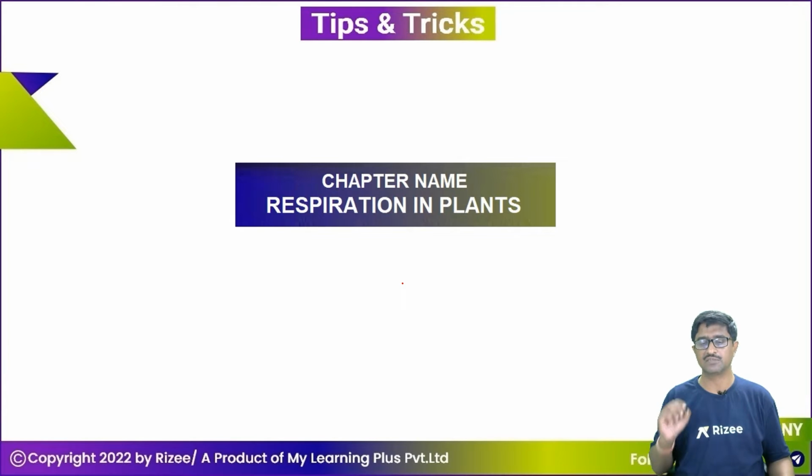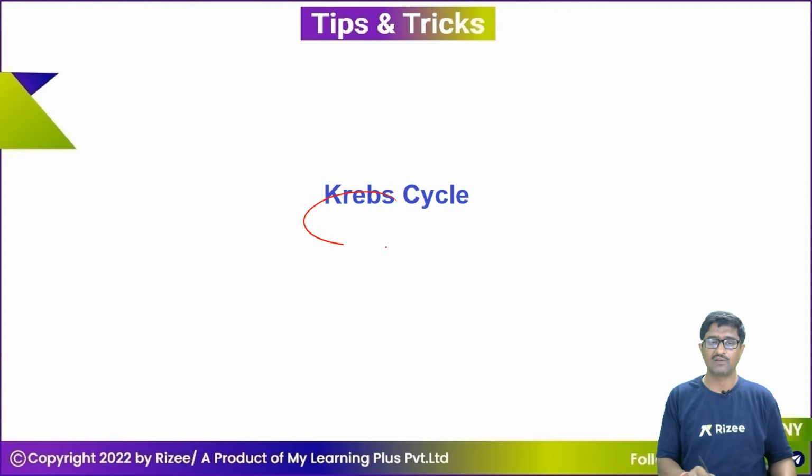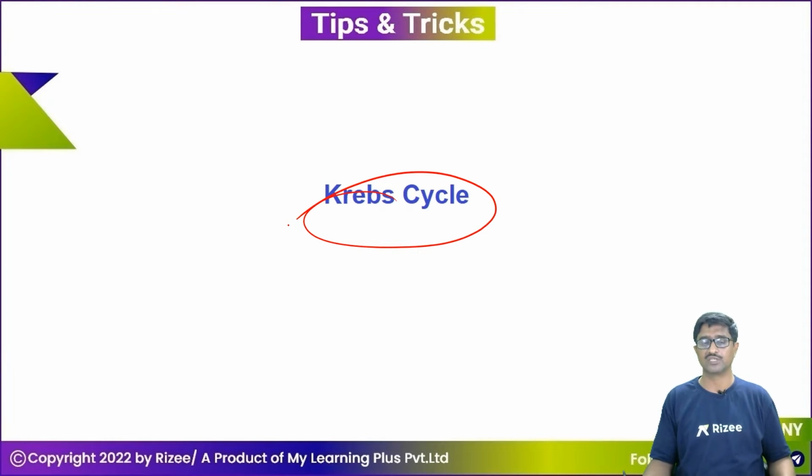Today we will discuss a simple tip and trick in botany, that is respiration in plants. How to remember the Krebs cycle. In the Krebs cycle, we have the chance to ask questions here. From this cycle, nearly 10 steps of chemical reactions will be there. Yes or not? So, how to remember these 10 steps of the Krebs cycle? So, how to answer in exam?